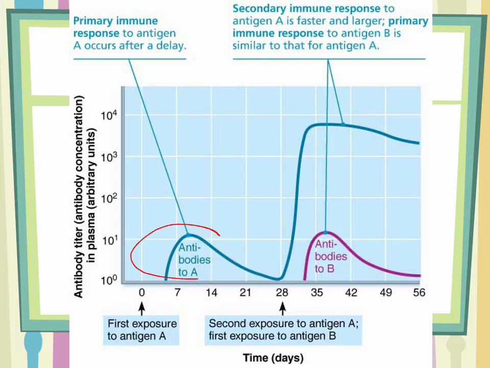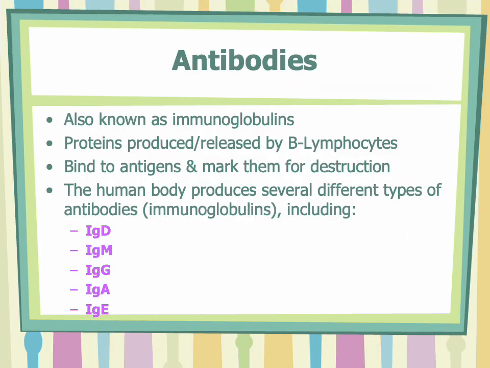So we see the first exposure, but then when you see it the second time, your response is faster and better. Now when you see another invader for the first time, it will be similar, but the second time you see this invader, your response will be faster. Now the antibodies are produced by who?